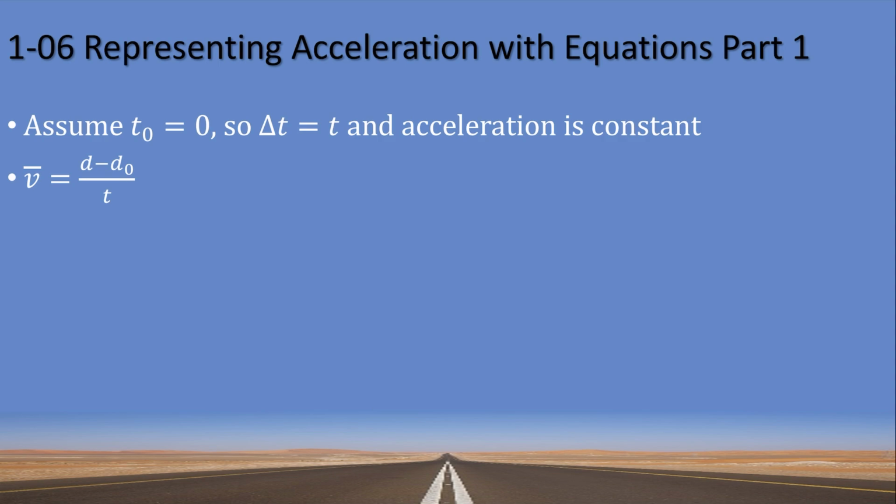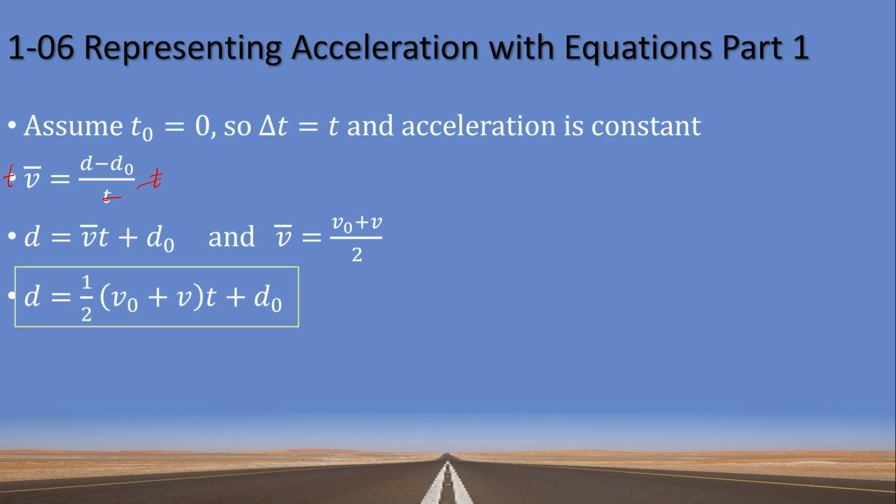So our average velocity is the change in position over change in time, which becomes df, which we're just going to call d, minus d0 over t. Multiply both sides by t and add the initial position. You get that. Average velocity is also adding the initial and final and dividing by 2, which we could substitute in for the average velocity and get that.